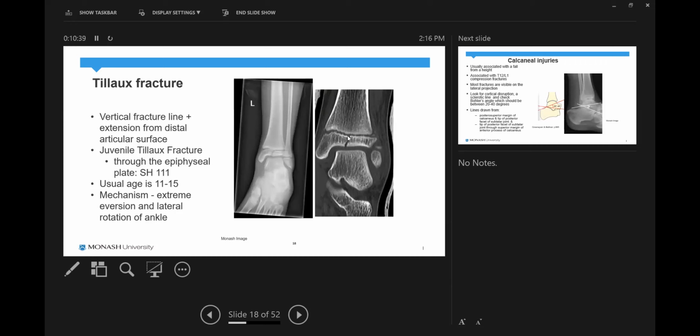CT scan is really useful to request, as it will show you the extent of the injury. Tillaux fractures tend to occur commonly within the age group of 11 to 15 years. Patients normally have a mechanism of injury of extreme eversion as well as lateral rotation of the ankle.